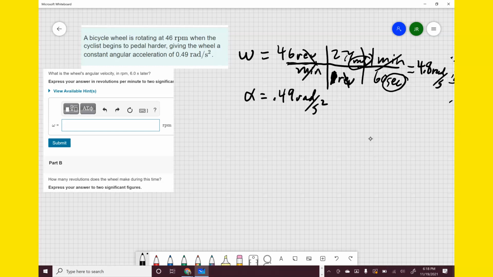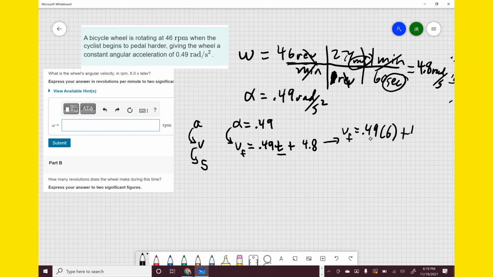So after this bicyclist starts pedaling harder and gives it an acceleration we've talked about, what does the velocity get up to after 6 seconds? So for linear stuff, if we know the acceleration, then the antiderivative gives us velocity, and the antiderivative of that gives us position. Well, for angular stuff, it works the same way. Start with alpha, which is just a constant 0.49, and then the antiderivative of that is velocity, so VF equals 0.49 t, plus the initial velocity, which we know to be 4.8, and that will give us the final velocity, because we know the time. So let's just calculate this. VF equals 0.49 times 6 plus 4.8.